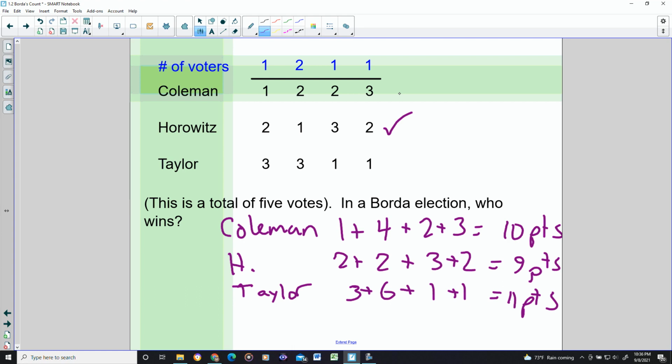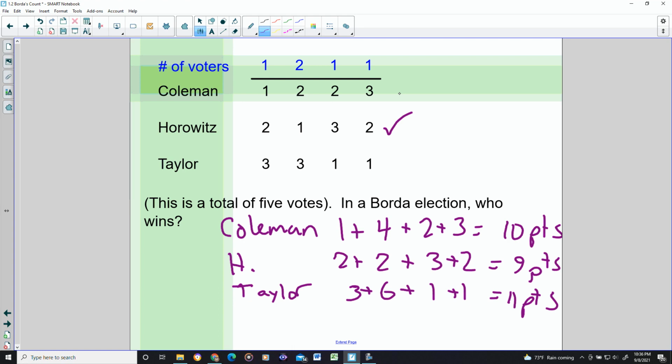Okay, fantastic. If you were to do this the other way around, if you were to assign 3 points for a first place finish and so on and so forth, the only difference that's going to happen here is that Taylor and Horowitz, the 11 and 9, are going to switch. Coleman will actually still end up with 10, and Horowitz and Taylor will just end up with 11 and 9, just reversed. And in that case, Horowitz would still win, but with the 11 rather than the 9. So again, here it does not matter.